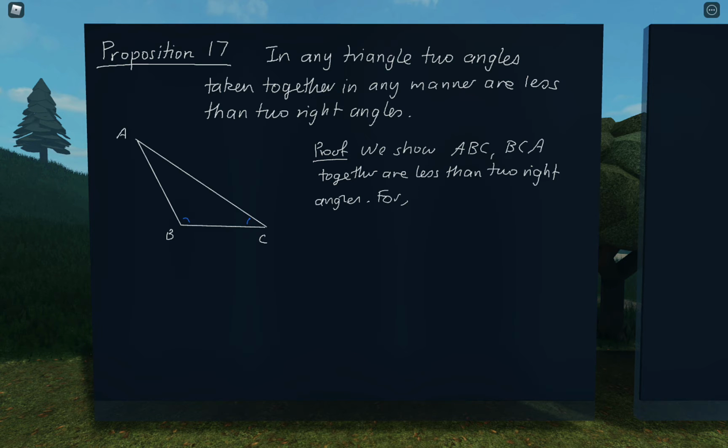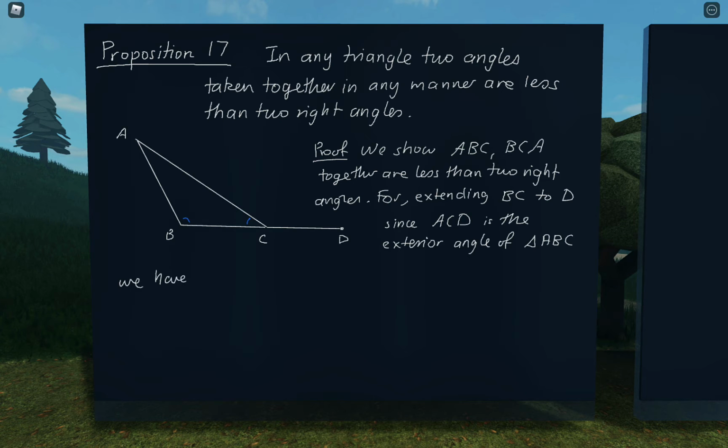For extending BC to D, since ACD is the exterior angle of the triangle ABC, we have that it is greater than ABC. And that was proposition 16 from last time.